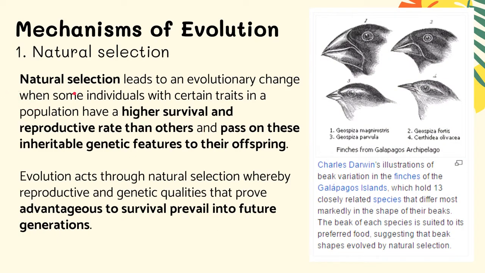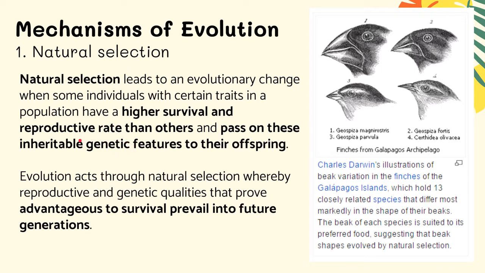Natural selection is a very powerful driving force of evolution, and for the longest time, scientists thought that this was the only cause of evolution. We describe this as a phenomenon wherein some individuals with certain traits in a population, what makes them different from the rest of the population, could have higher chances of survival and chances to reproduce than others. So if they are the only ones who survive, then they're the only ones who can pass on their inheritable genetic features to their offspring.